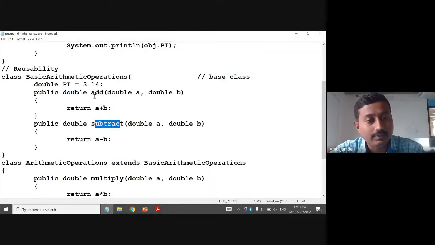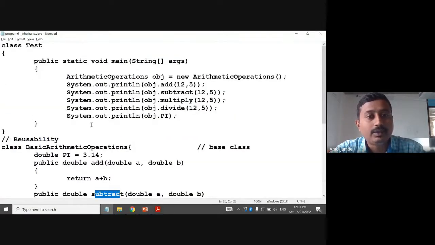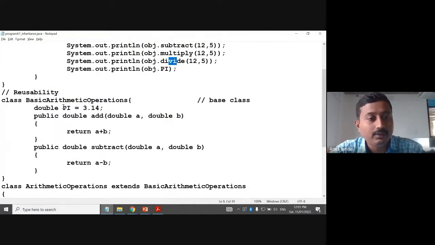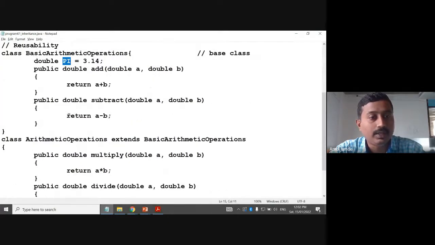Okay, because they are virtually inherited here, right? So that's what we have done here. We have created an object of subclass arithmetic operation, and on that object we are calling add, subtract, multiply, divide, and we have defined one constant also, that is pi. So pi, we can access the value of pi also. Pi also came through inheritance in arithmetic operation.